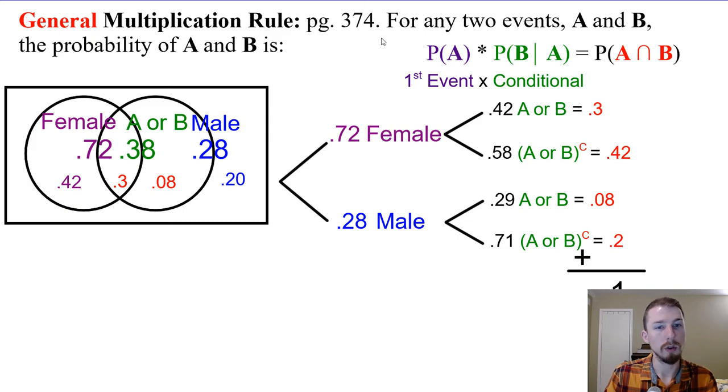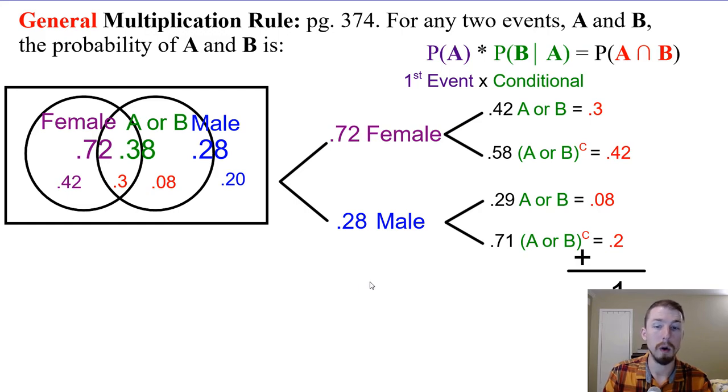All right, so the general multiplication rule says that for any two events, A and B, the probability of A and B occurring is the probability of A times the probability of B, given that A has already happened. So that's the conditional probability. Our first event times the conditional gives you the overall intersection of the two. This is a general multiplication rule because it takes into account the fact that A had already happened, so they don't have to be independent, because we know the conditional probability of B occurring given A had already happened. You can do the same with the probability of B times the probability of A given B happens, so it doesn't really matter the order.